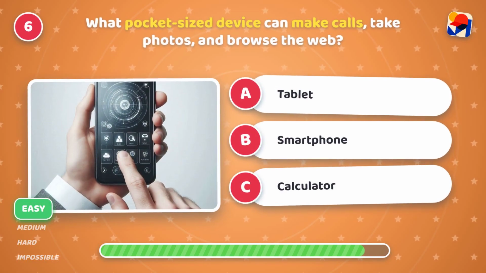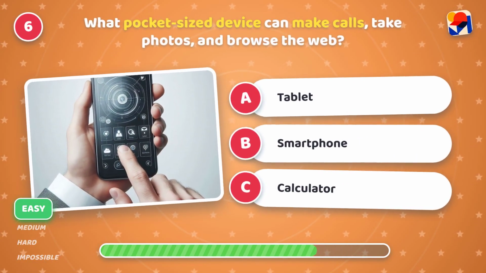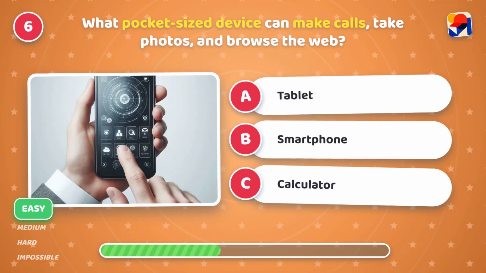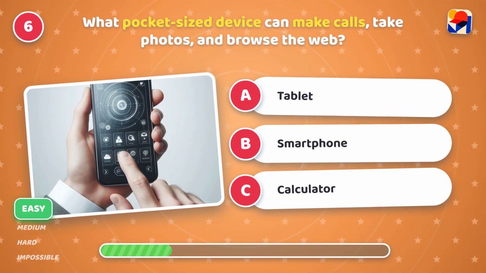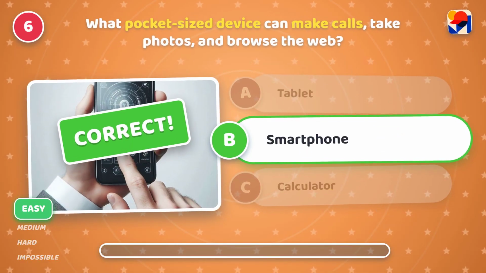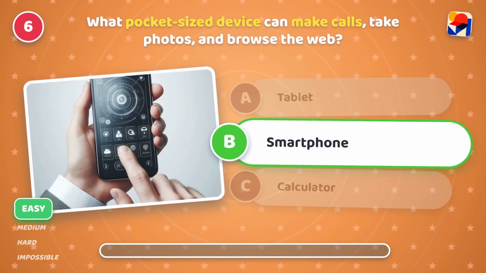What pocket-sized device can make calls, take photos, and browse the web? Is it A, tablet, B, smartphone, or C, calculator? It's B, smartphone. It is a pocket computer.